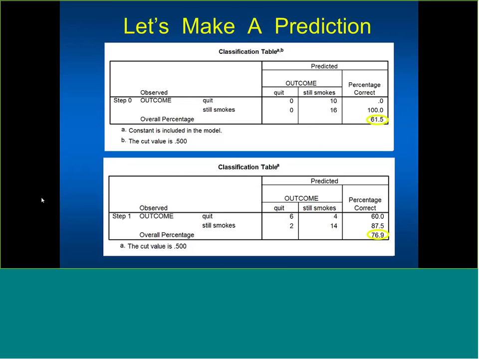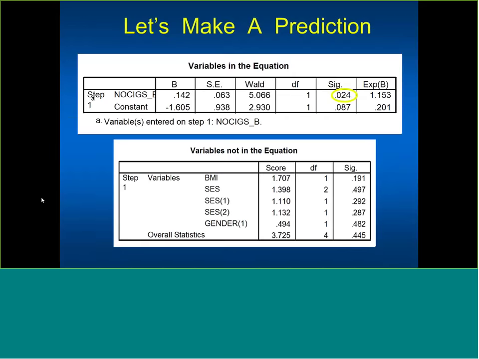And so if I don't know anything in my study, I just predict that everyone is going to smoke, which is the classification table at the top. I would be right 61.5% of the time that the people are still smoking. But if I throw in all those variables that I showed you, that actually goes up to 76.9. And so that shows you that knowing those other variables increases my predictability.